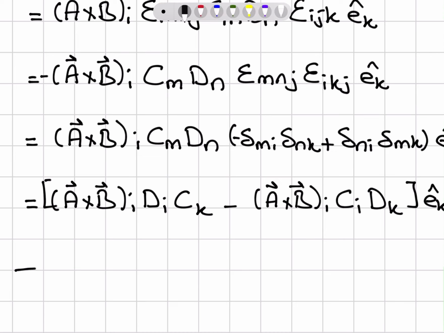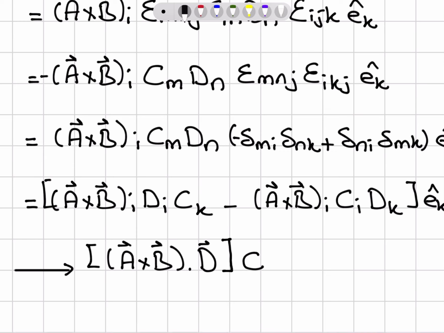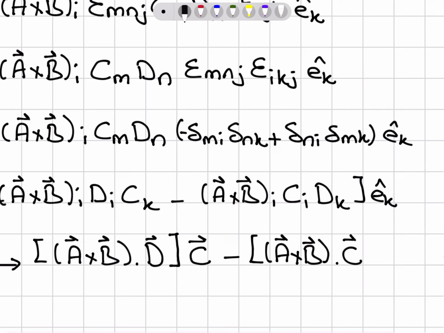So going back to vector notation here, this implies I'm taking the dot product of A cross B with the vector D, multiplying it with vector C, Ck ek hat, that's vector C, and minus, here I'm taking the dot product of A cross B with vector C, multiplying it with Dk ek hat, which is vector D.